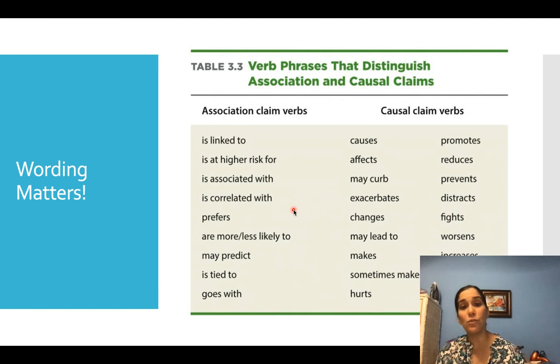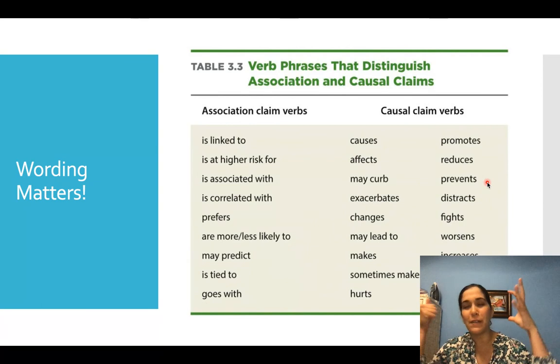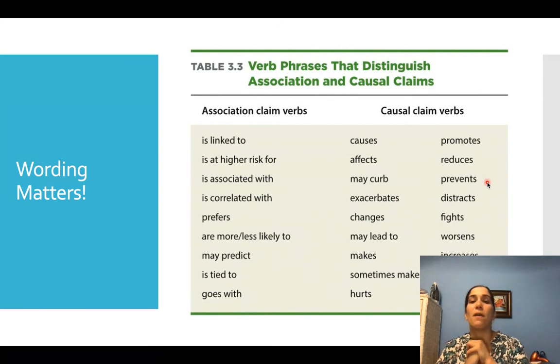So linked to, associated with, prefers, predicts, tied to are very association claim verbs. Causes, affects, leads to, adds, hurts, fights, prevents, reduces. These are all very definitive verbs that are more associated with causal claims.